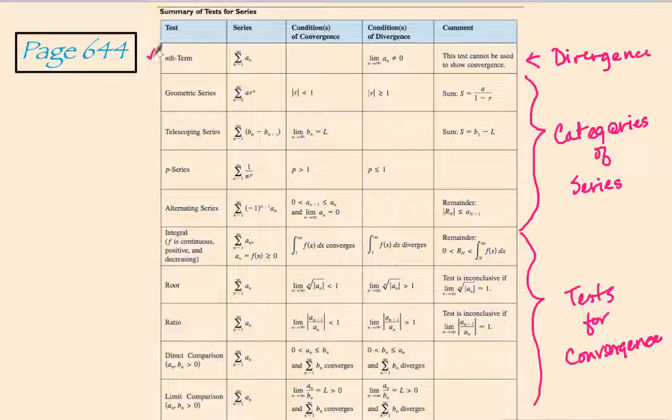Well, notice what we've done so far. We have discussed the nth term test for divergence. We have explored the geometric series, the telescoping series, and the p-series. We have also looked at the integral test. So just sort of taking stock as of now, this is where we are. In the next lecture, we're going to look at these 2 comparison tests, and then we'll come back and pick up alternating series and the root and ratio tests. So just to give you an idea of where we are.